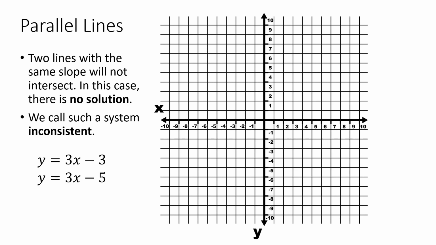One final thing that can happen is sometimes when you graph lines, they don't intersect. And that's going to happen when they are parallel. Parallel meaning they have the same slope. And so if you draw these two lines, start at -3 and go up 3 over 1, up 3 over 1, up 3 over 1, and so on. Okay, and then this line here, starting at -5, up 3 over 1, up 3 over 1.